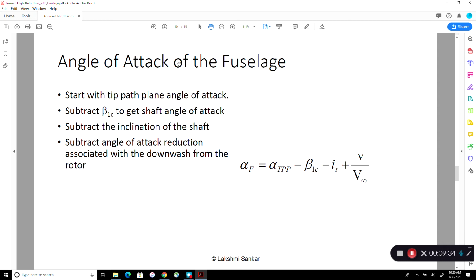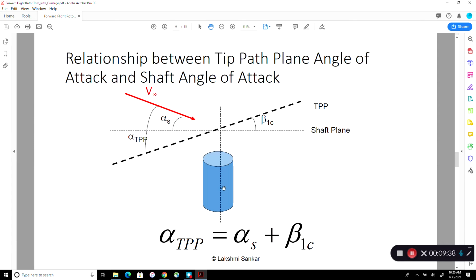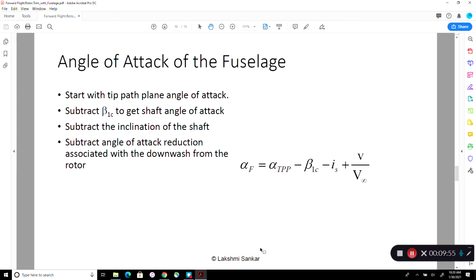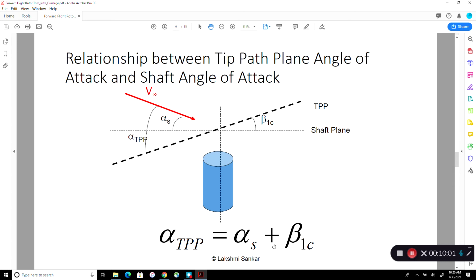Now, angle of attack of the fuselage, therefore, is alpha tip path plane. We want to tilt the fuselage forward. Effectively, we are tilting this particular shaft forward. So when you change the alpha tip path plane, alpha shaft is changing. So alpha shaft is alpha tip path plane minus beta 1c.